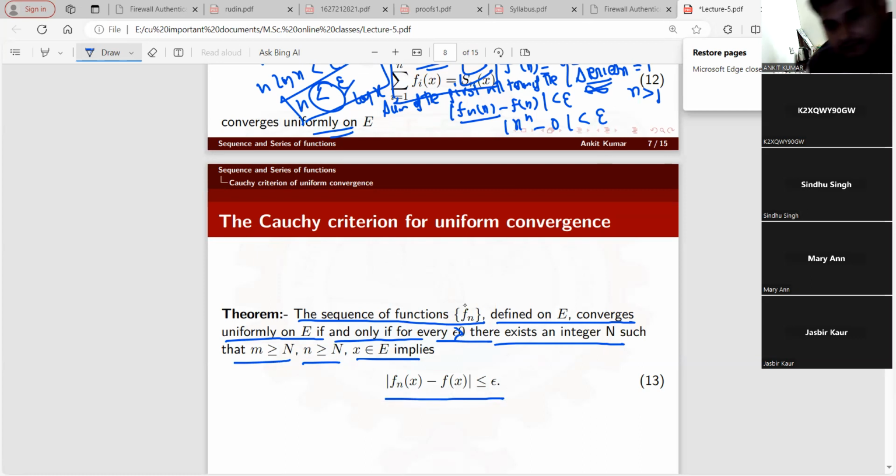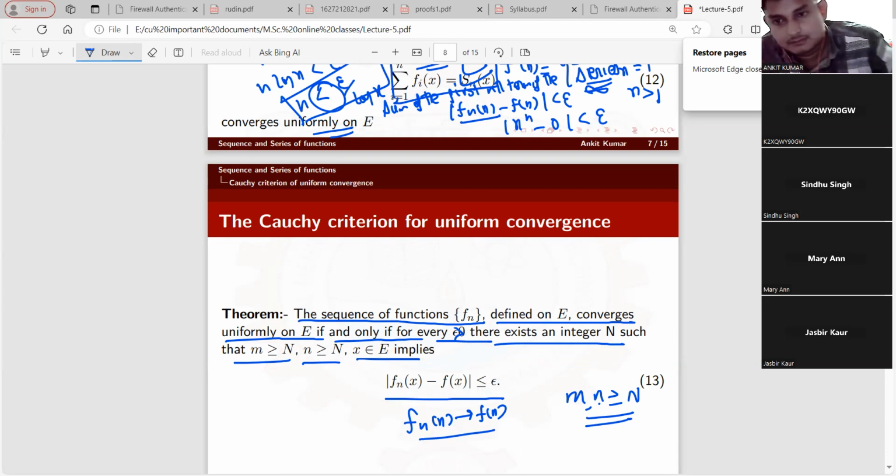We can also approach this result in this way: fn(x) approaches f(x) whenever m, n are greater than or equal to N. For each m, n greater than or equal to capital N, fn(x) approaches f(x). Okay, they are not equal, but they closely approach each other. So this is the Cauchy criterion for uniform convergence.